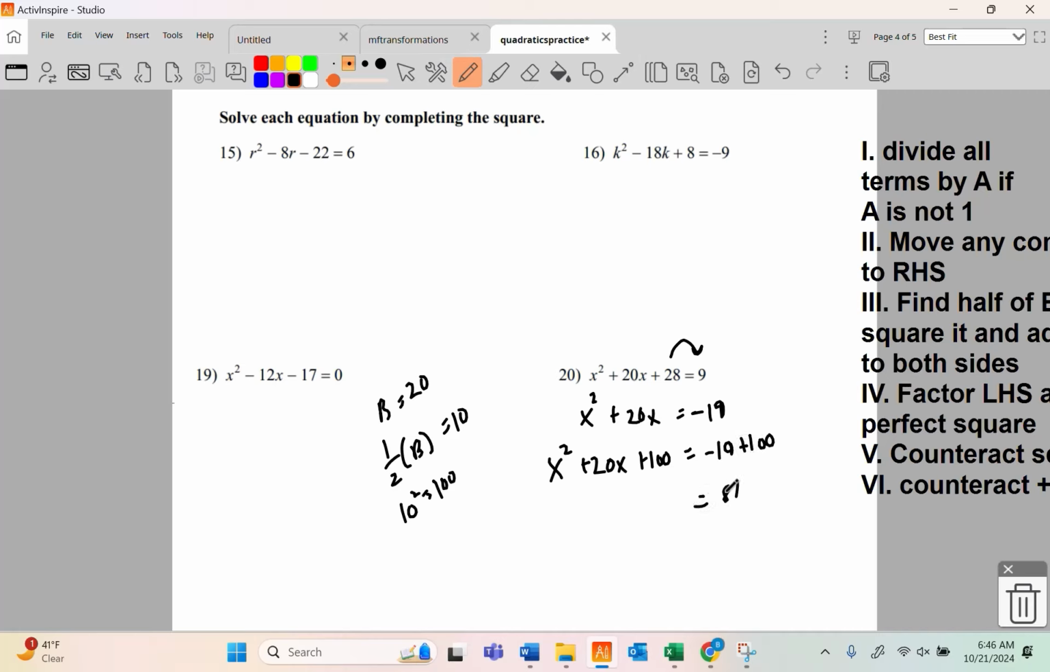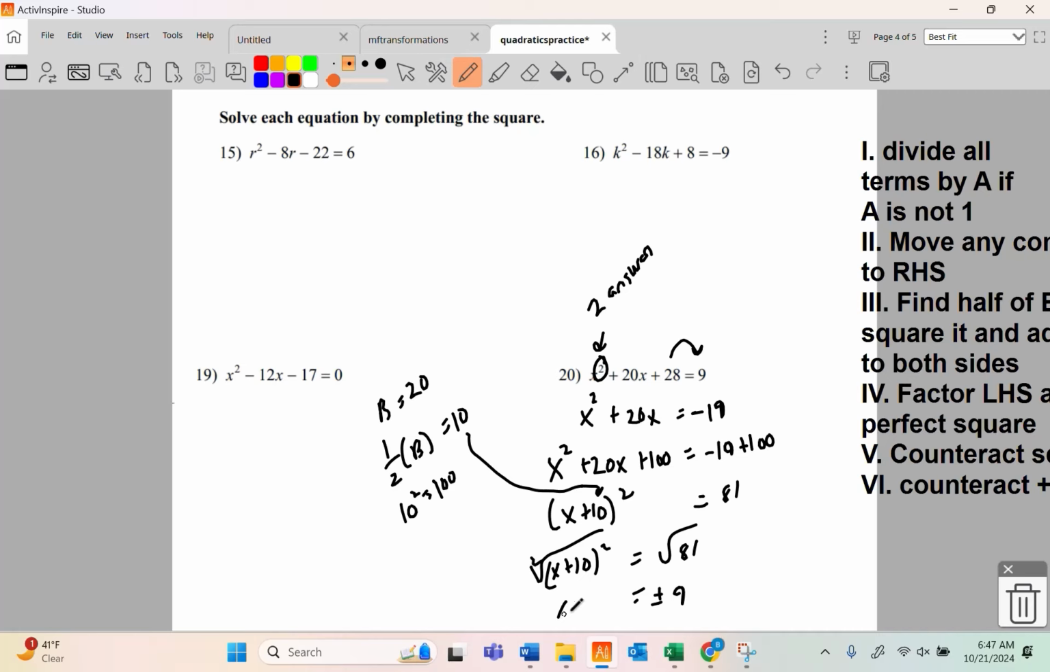Negative 19 plus 100 is 81. Now, the left-hand side factors of 100 happen to be 10 and 10, and 10 and 10 add to 20. So it's x plus 10 twice. And notice when I found half of B, I automatically have what goes there. It's just how this works. The opposite of squaring is to take the square root, because the square root has an understood 2. The square root of 81 is either positive or negative 9. You have to include the plus or minus symbol because we have 2 answers. And here we get x plus 10 because the square and the square root cancel each other out.